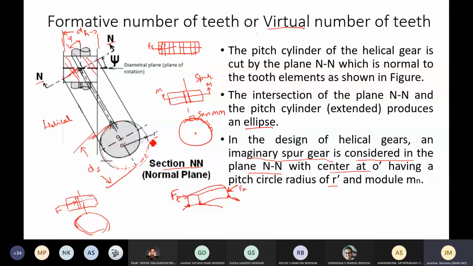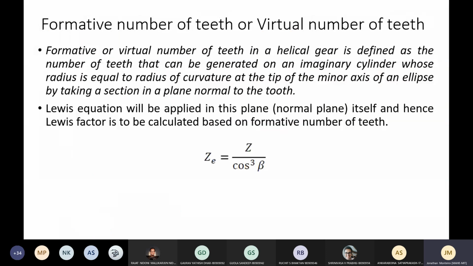Let us go to the definition. I think some things will be clear there also. Formative number of teeth, or virtual number of teeth. What does it mean? In a helical gear, it means the number of teeth that can be generated on an imaginary circle or cylinder whose radius is equal to the radius of curvature at the tip of the minor axis of an ellipse, by taking a section in a plane normal to the tooth.